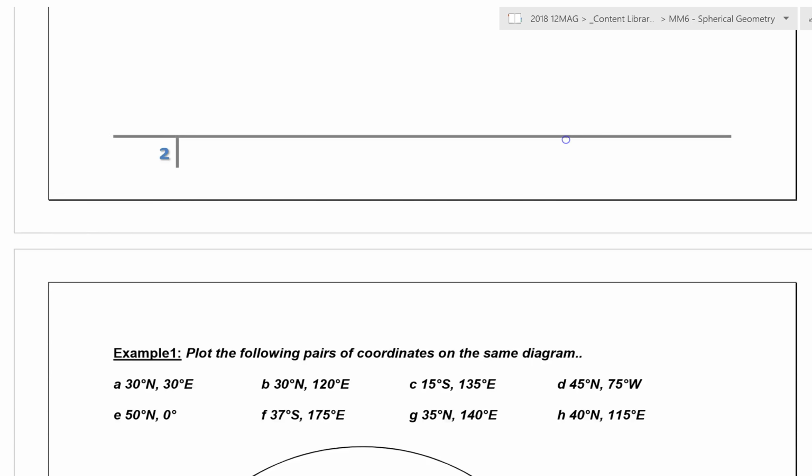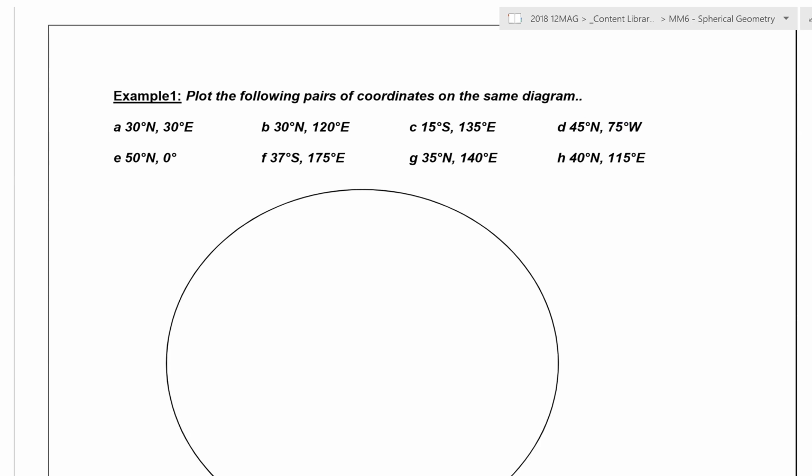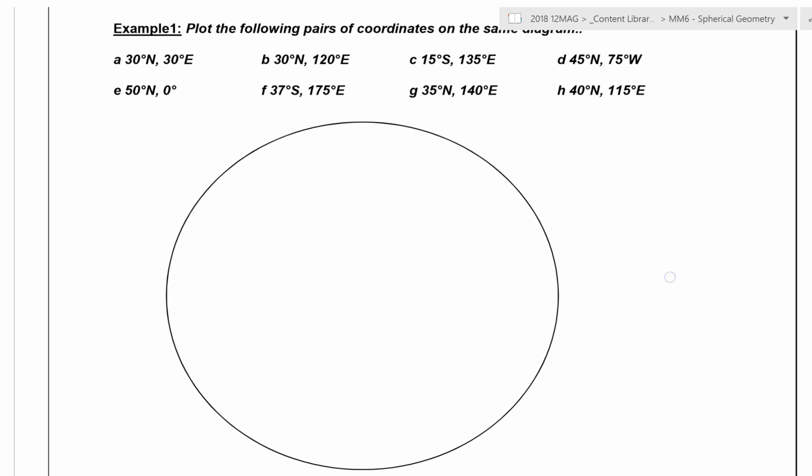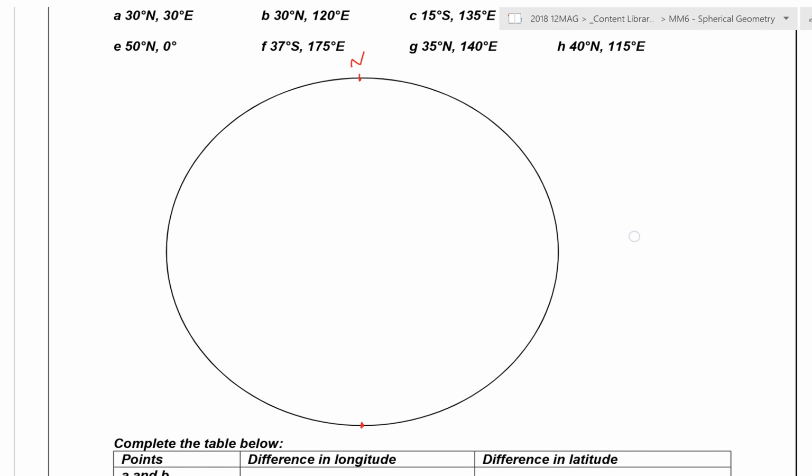Okay. Now, let's have a look at this little exercise here. You won't be asked to do something exactly like this in an exam. This diagram is going to get a little bit complicated, but you do sometimes have to work out the difference between latitude and longitude.